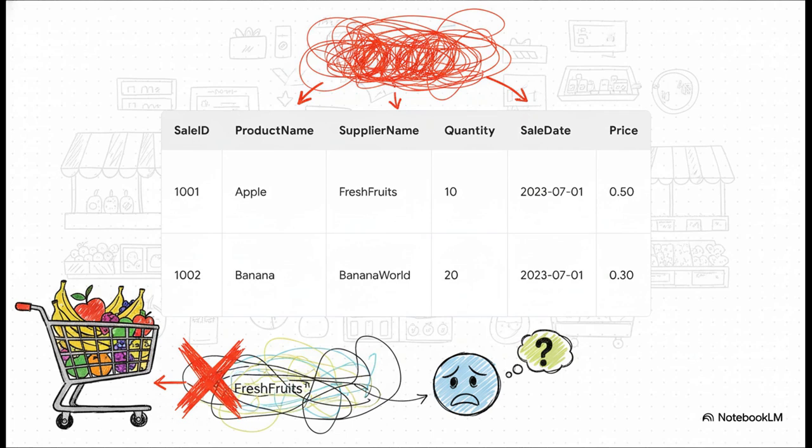Okay, let's make this real with a supermarket example. Here's our before picture. It's one giant messy table. Just look, if fresh fruit supplies, say, 10 different products, their name is repeated 10 times. Now what happens if they change their name? You have to go and update it in 10 different places. That's just asking for mistakes.